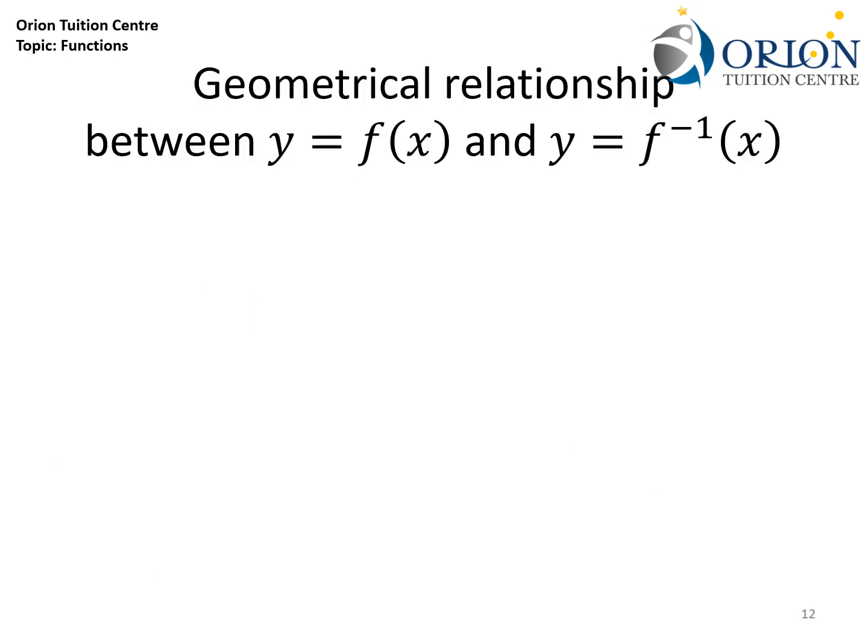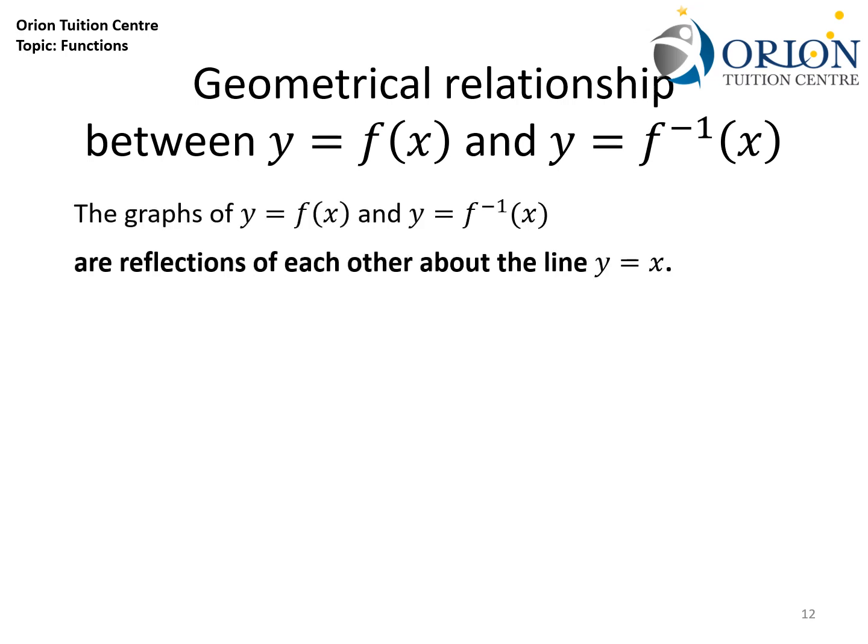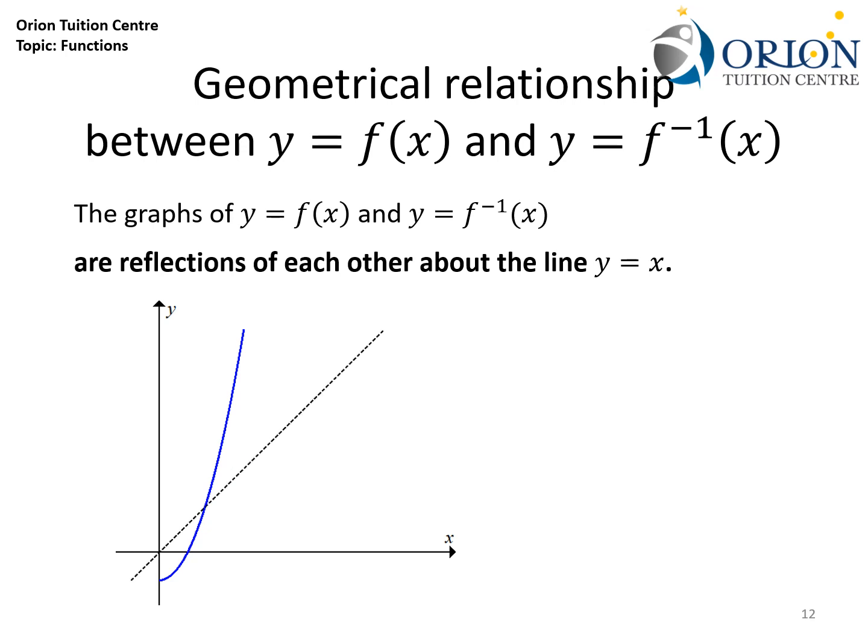For any function that has an inverse, if we sketch the graph of y equals f(x) and y equals f inverse of x, we will notice that they are reflections of each other about the line y equals x. In other words, given the graph of y equals f(x), if we wish to draw the graph of y equals f inverse of x, we simply first draw y equals x, then reflect y equals f(x) about y equals x to obtain the graph of y equals f inverse of x.